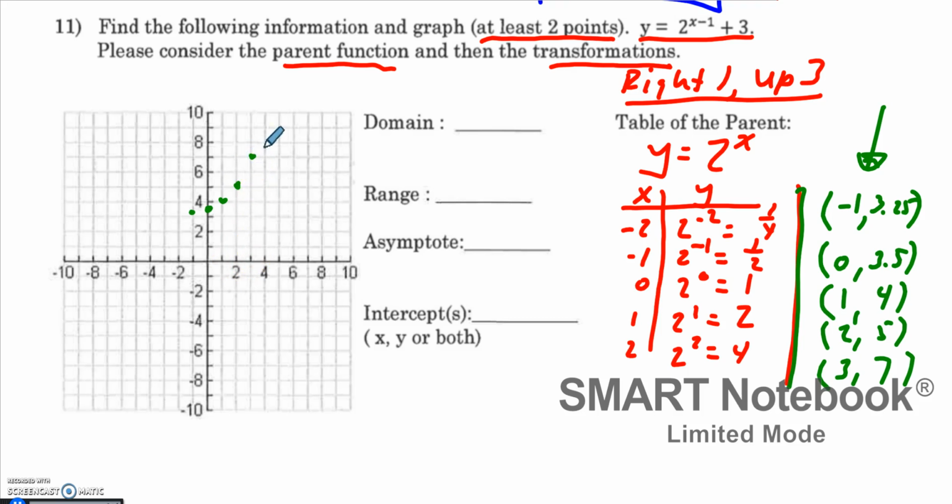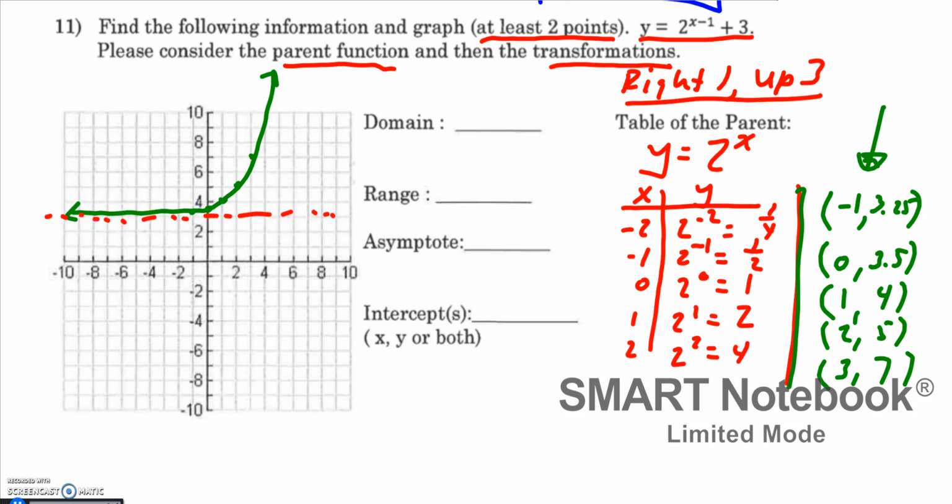My graph exponentially does have an asymptote, and it looks like it is decreasing and going to horizontally get really close to the line y equals 3. So that's how I'm going to draw it. Exponential graphs always have horizontal asymptotes, and I'm going to draw that in right here.